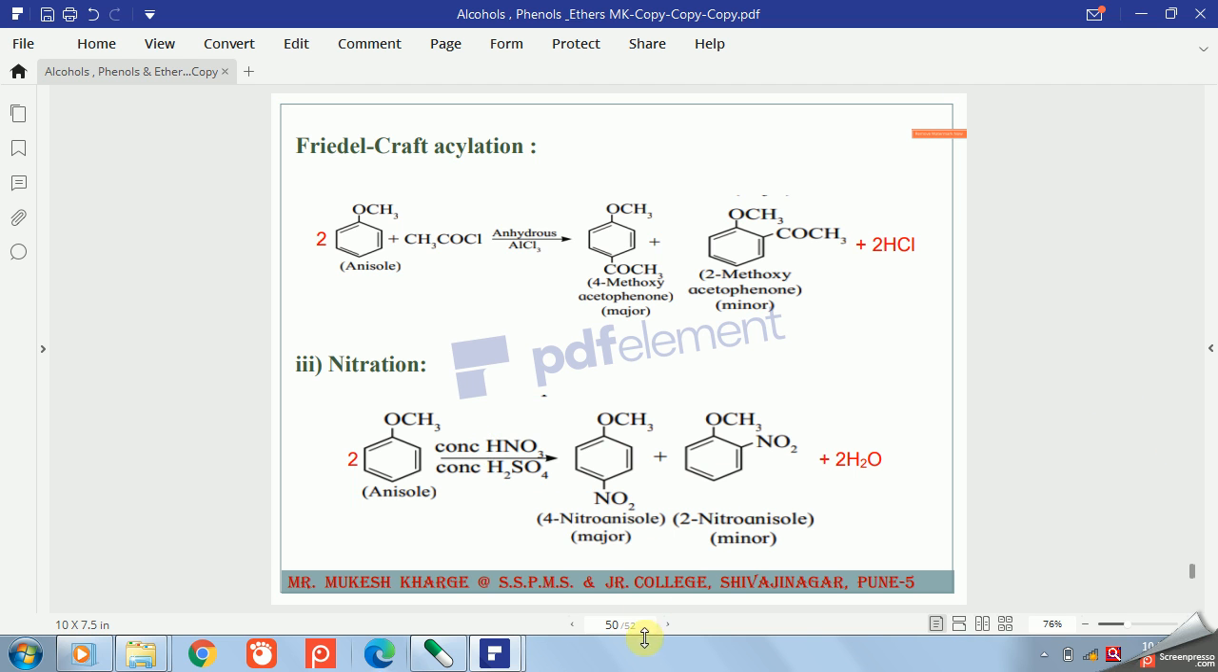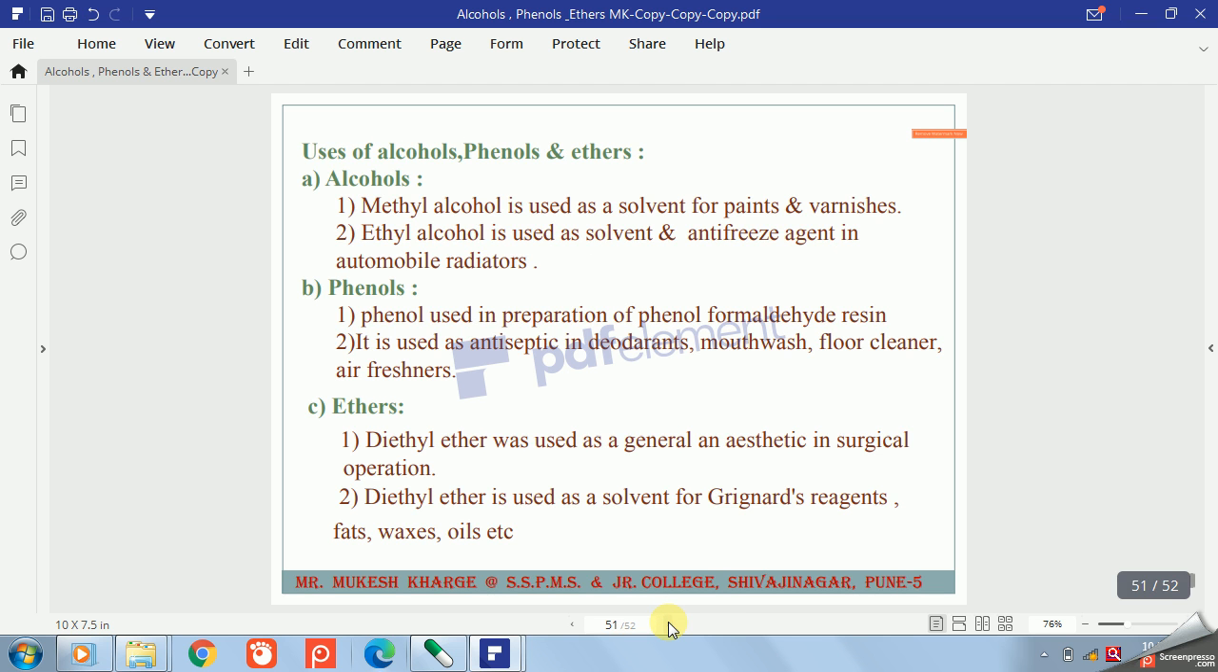So this is about the reactions of ethers. Now uses of alcohols, phenols and ethers. So first alcohol, methyl alcohol is used as a solvent for paint and varnishes. So it is used in paint. All are familiar with the word turpentine. So it is used for painting purposes. Then ethyl alcohol is used as a solvent and antifreeze agent in automobile radiators. In a car radiator, it is used as a solvent or antifreezing agent.